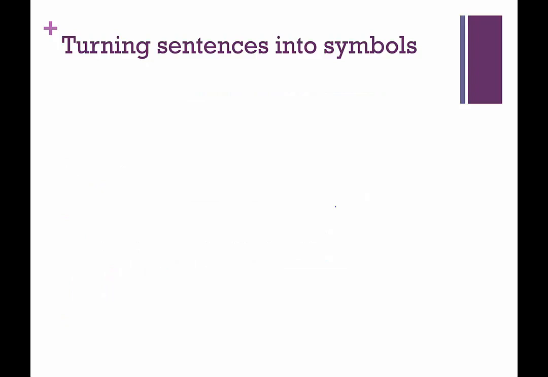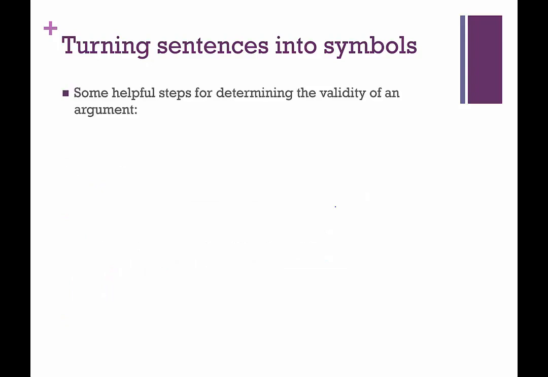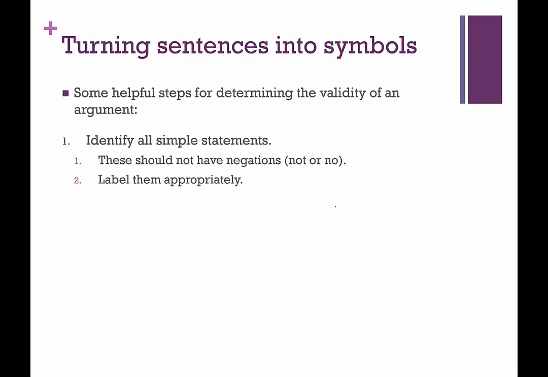Okay, a little more about turning sentences into symbols. Here are some helpful steps for determining the validity of an argument. As I mentioned, we want to identify all simple statements. And if we need to take that universal quantifier and rewrite it, we might need to do that, so that we can figure out what these simple statements are within that sentence. The simple statement should not have negations. So if it says, today is not cloudy, the simple statement would be, today is cloudy, and then that would just be the negation of it.